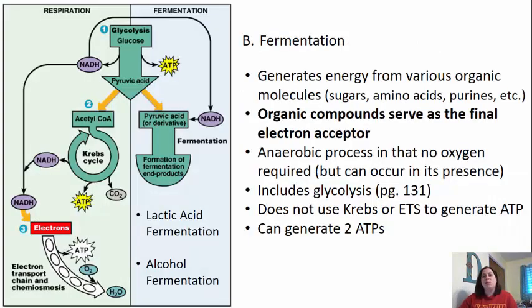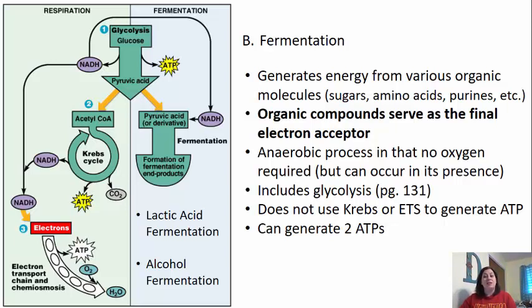The last example we saw here was fermentation. Now, fermentation generates energy from various organic molecules such as sugars, but also amino acids and purines. Organic compounds serve as the final electron acceptor, and this is what makes it different than anaerobic respiration. It is an anaerobic process in that no oxygen is required, but oxygen can be present, right? It doesn't have to be there, but it could be there.